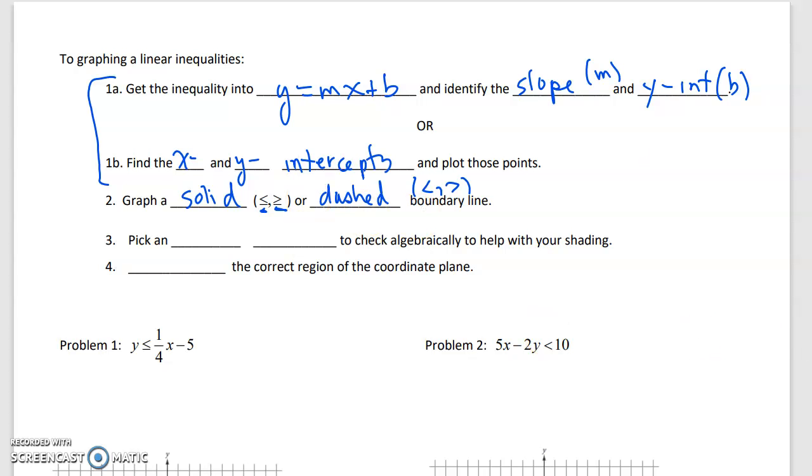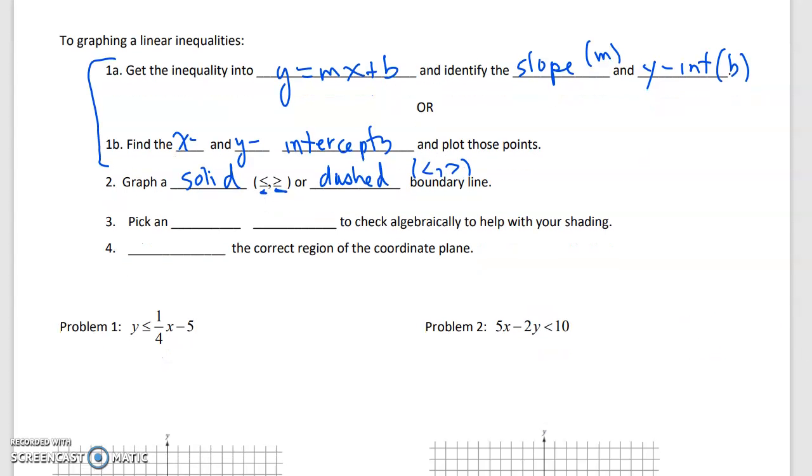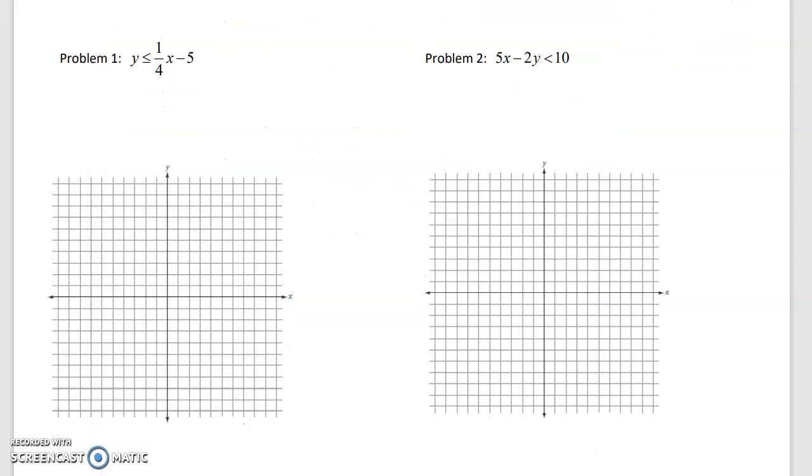Okay, let's look at problem number 1. We have y is less than or equal to 1/4 x minus 5. So when we consider the boundary line, remember this inequality is really becoming an equal sign. So this is the equation, y equals 1/4 x minus 5. That's what we're graphing. That's our boundary line.